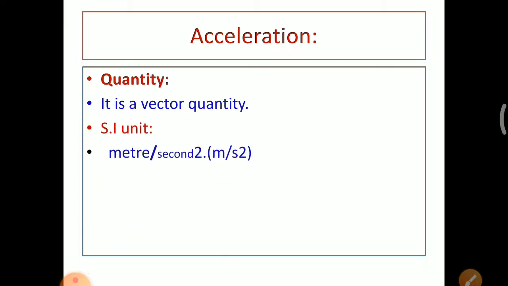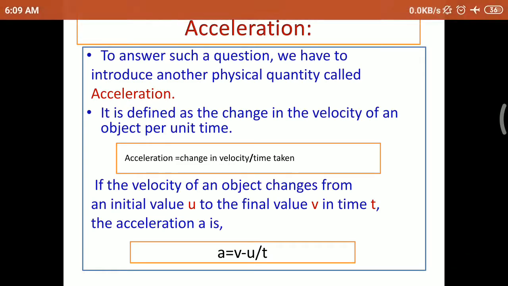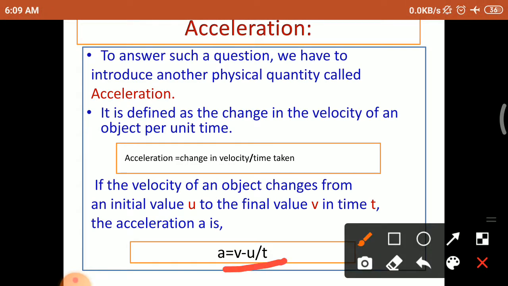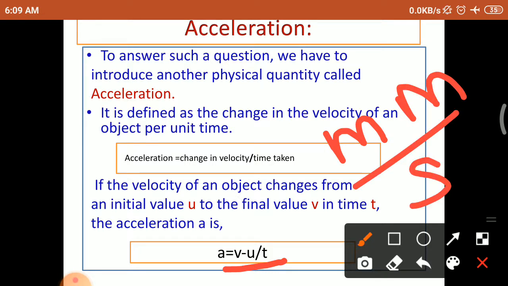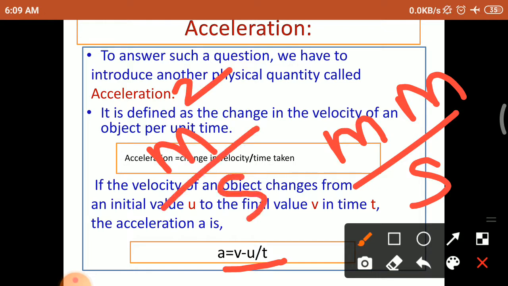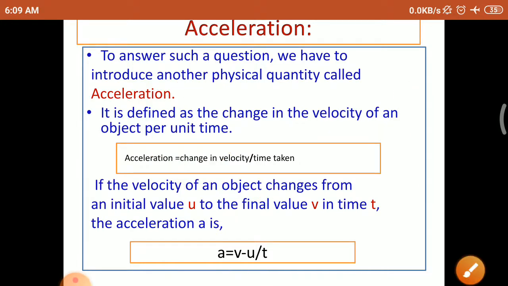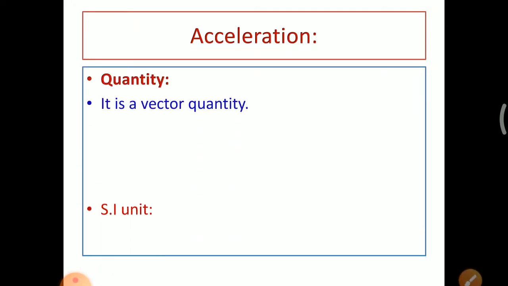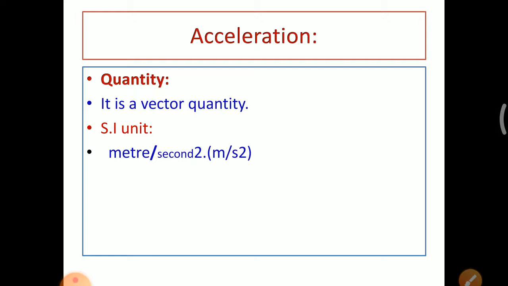The SI unit is meter per second squared. How do we get meter per second squared? See here, v minus u. The v is measured in meter and u is also measured in meter, so by second. The SI unit is meter per second squared.